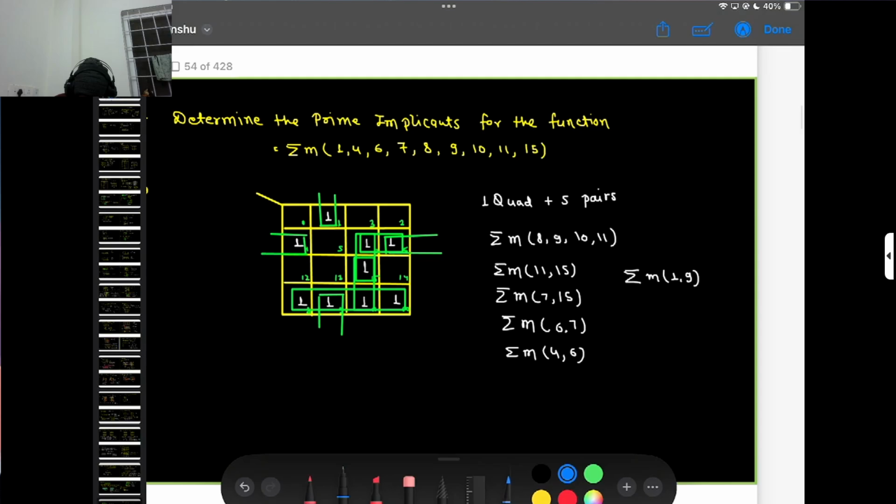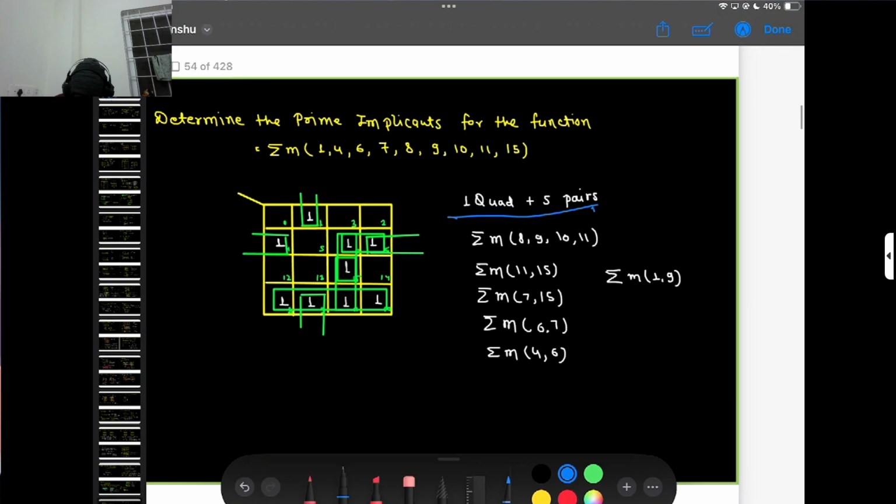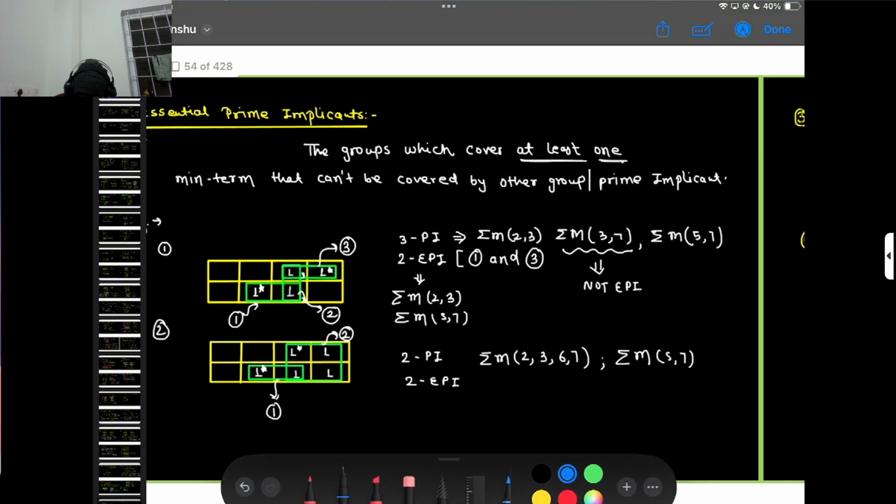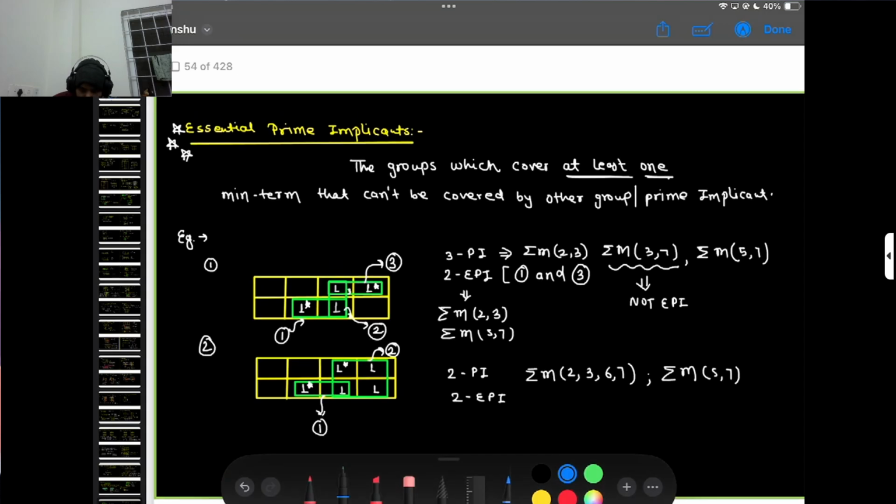So this is 13 pi, and detect the prime implicant for the function. So quad 1 quad plus 5, so that is total 6. No essential prime implicant. So here EPI, the group which covers at least one min term that can't be covered by other group or prime implicant.